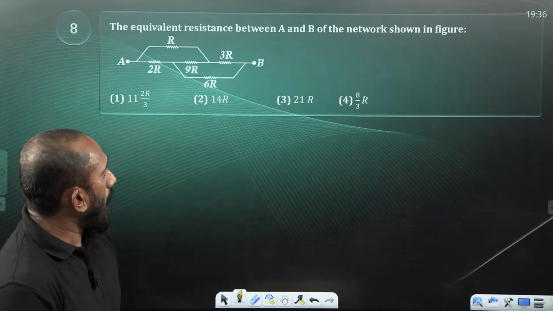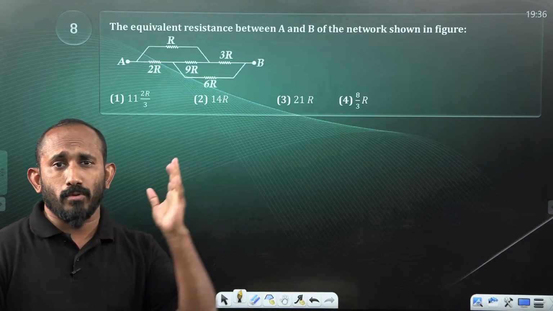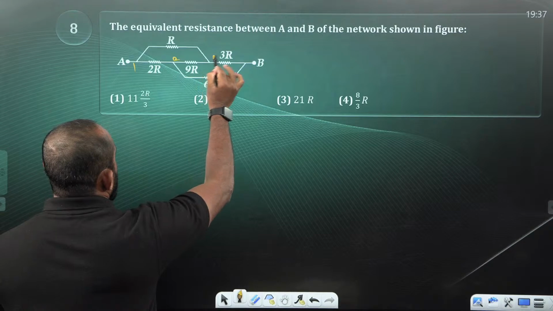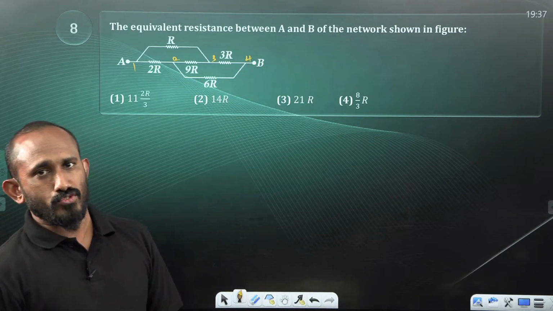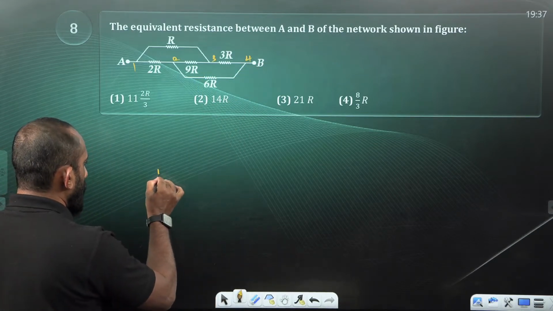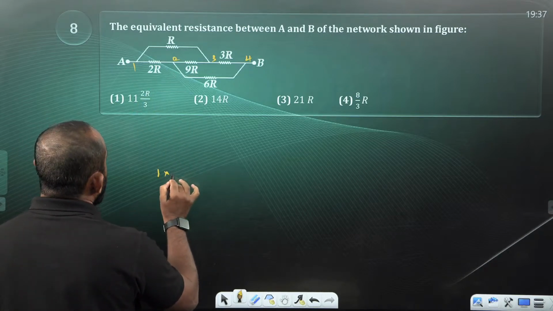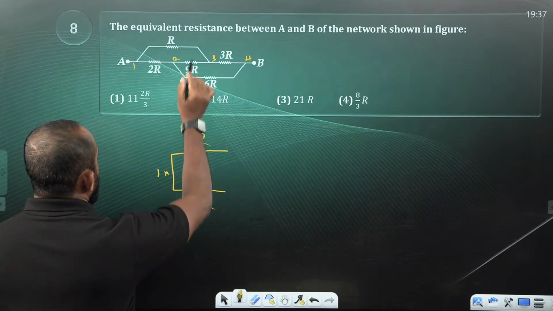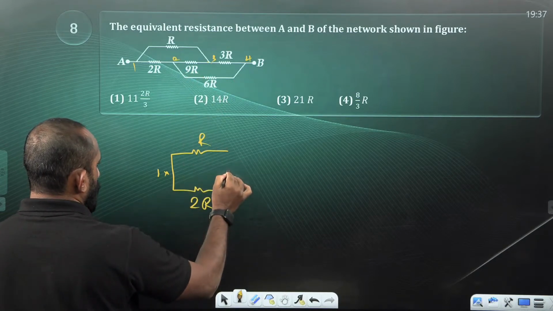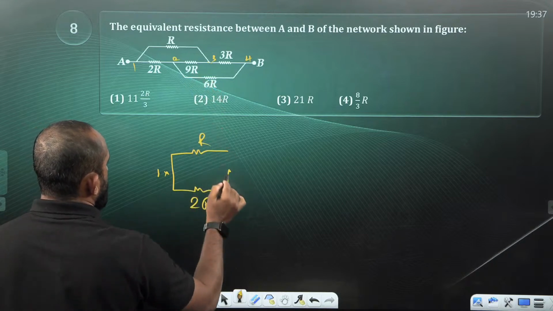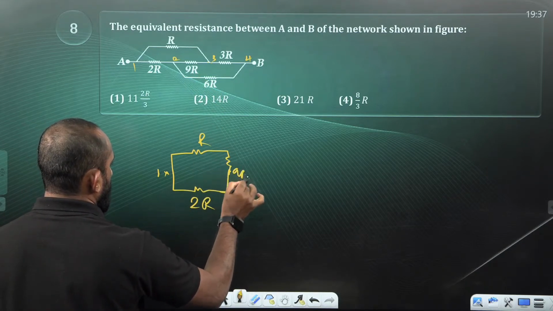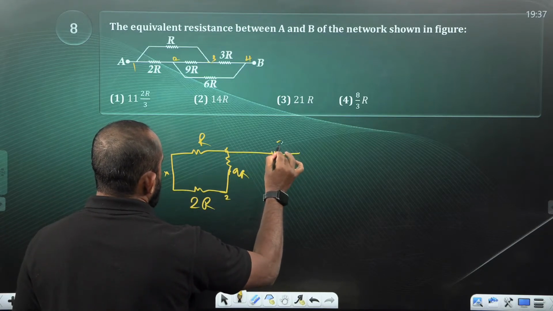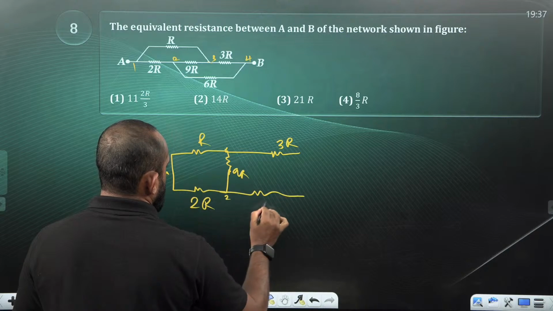The equivalent resistance between A and B of the network shown in the figure. You are very familiar with this question. Like this, the network is given. You can say directly here 1, 2, 3, 4 points are there. This will be a Wheatstone's bridge. From point 1 we have 2 resistances, one of R and another of 2R. Then between 2 and 3 we have another resistance, 9R. Then there is again 3R and there is 6R.